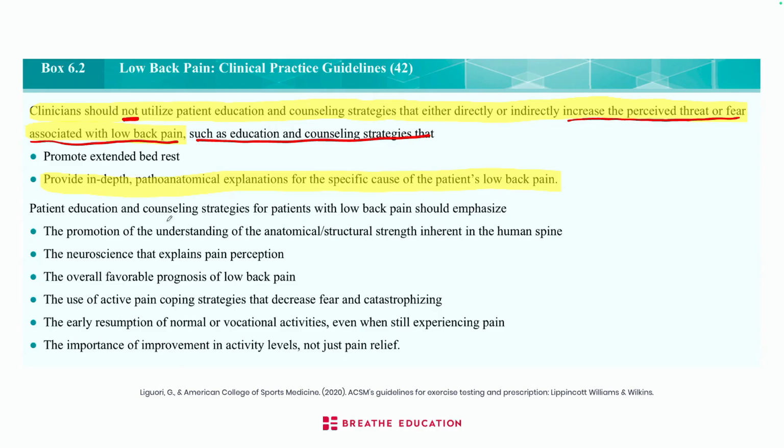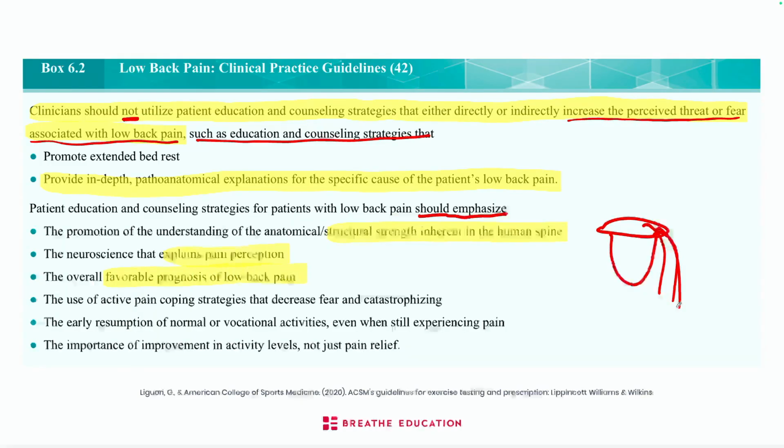Patient education and counselling strategies for patients with low back pain should emphasise the promotion of the understanding of the anatomical and structural strength inherent in the human spine, the neuroscience that explains pain perception, I don't know, like the cup metaphor, the overall favourable prognosis for low back pain. Prognosis means what's going to happen.